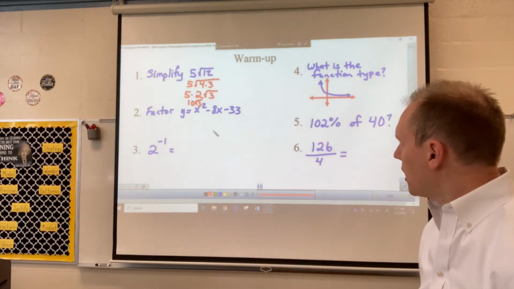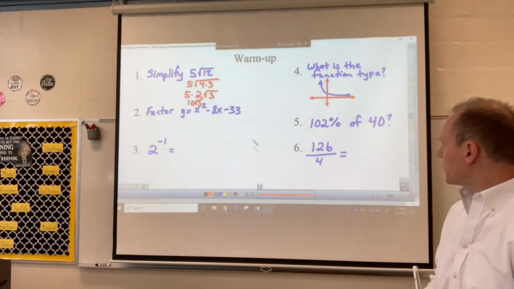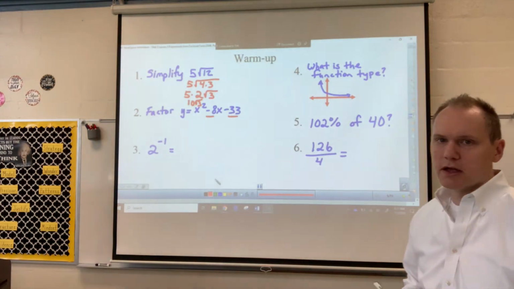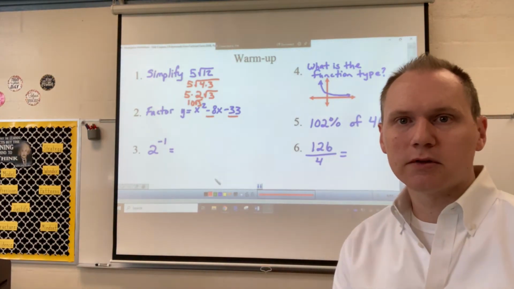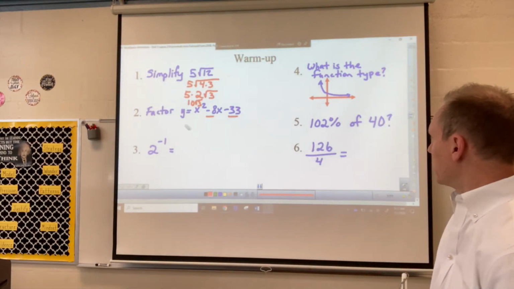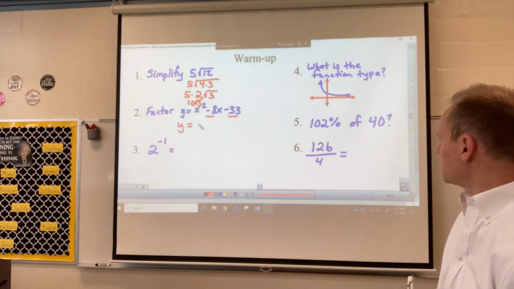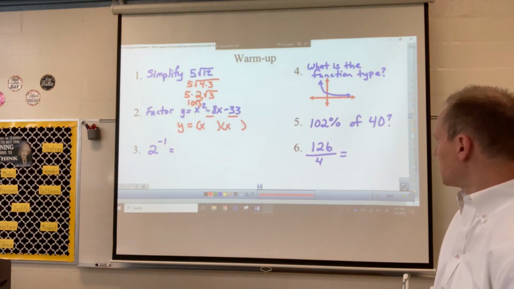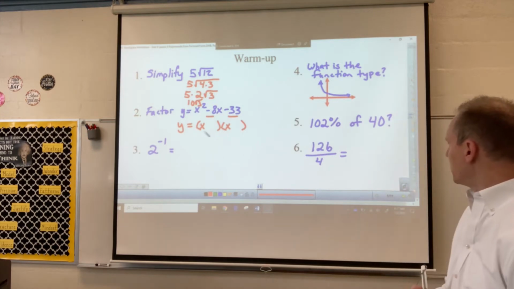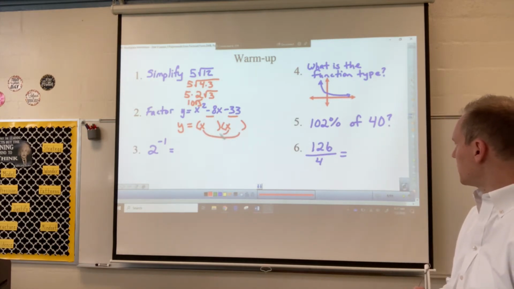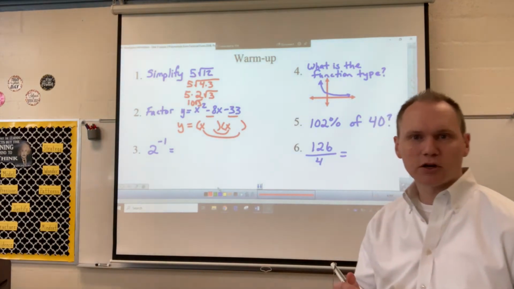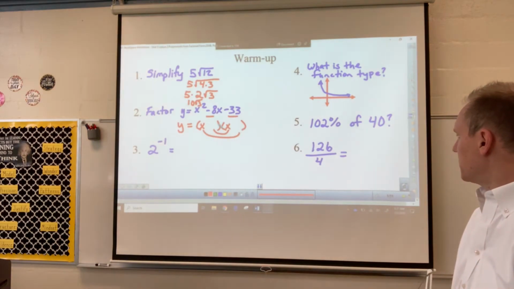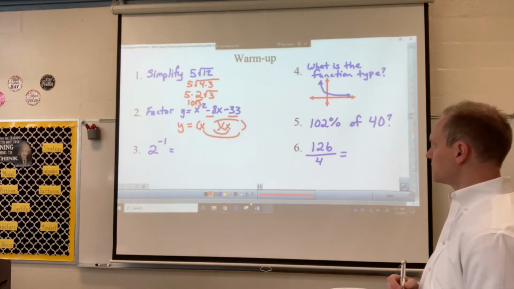Number 2, factor this quadratic. So we're going to think about 2 numbers that multiply to give us negative 33 and add to give us negative 8. As we kind of talked about last time, that's why that works. Let's see, we have y equals, we have x times x is going to give us that x squared back. And then x times this number here and x times that number there, those are going to end up being like terms, so they're going to add together. So we need those 2 things to add to get negative 8. But then those 2 things are going to multiply together to give us negative 33.